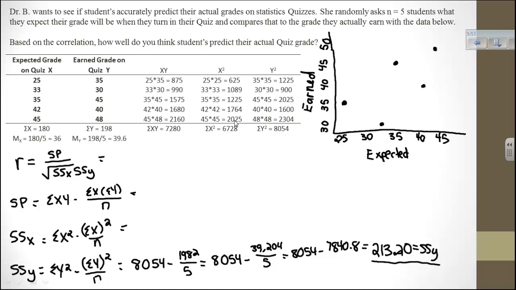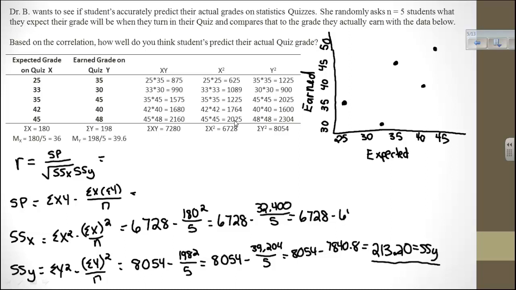Okay, now let's move on to sum of squares x. So all the x scores squared and added together gives you 6,728. The sum of x, all the x scores added together, is 180. I'm going to square that, divide by 5. 180 squared gives you 32,400. Divide that by 5. So you get 6,728 minus 32,400 divided by 5, which is 6,480. And you subtract and you end up with a nice whole number of 248 for sum of squares x.